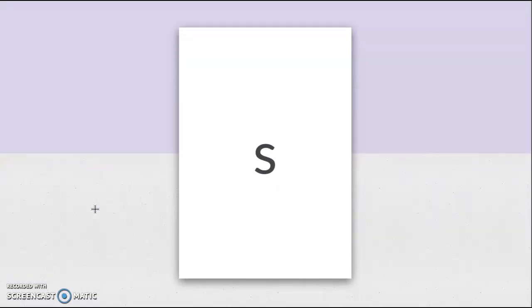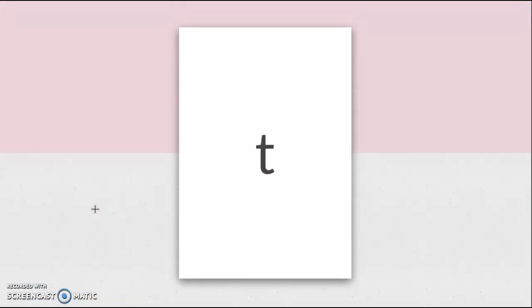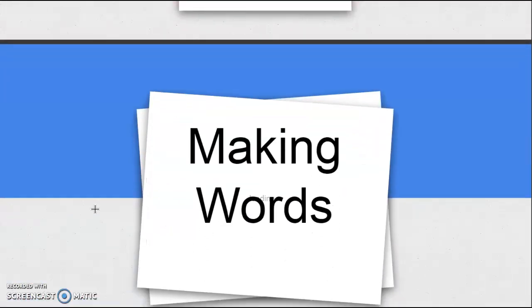Our next letter is letter S. Letter S makes the S sound. Can you make the sound for letter S? Very good. And our last letter is letter T. Letter T makes the T sound. Can you make the sound for letter T? Fantastic.